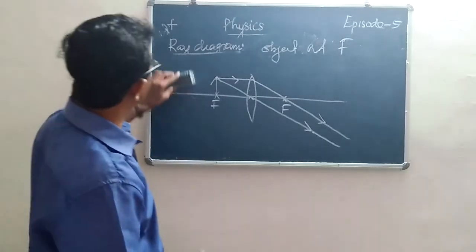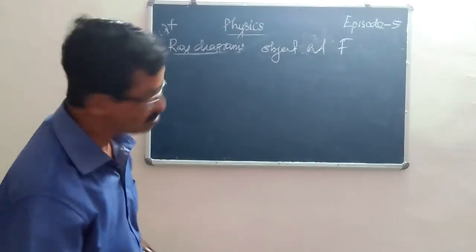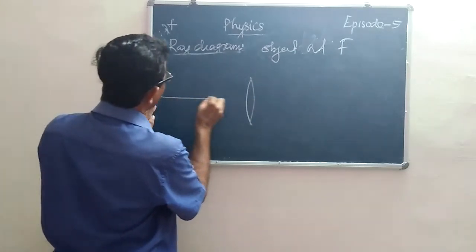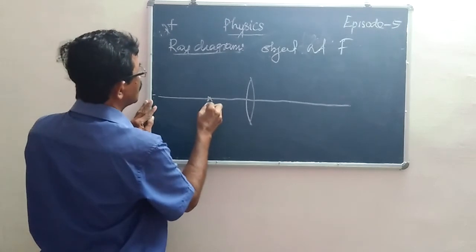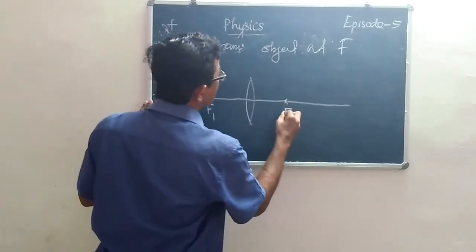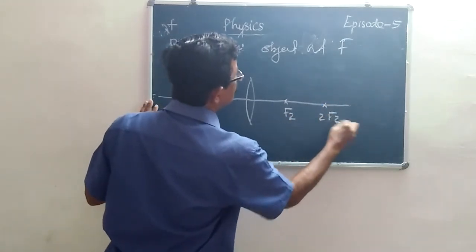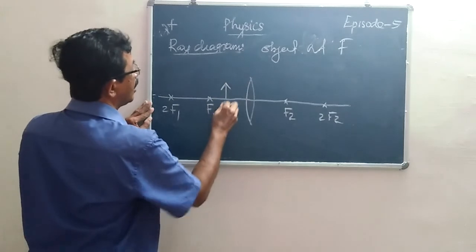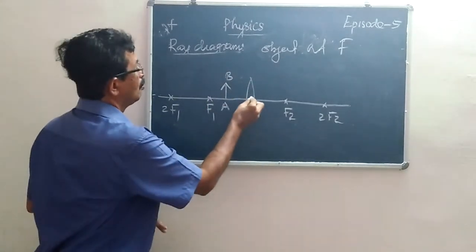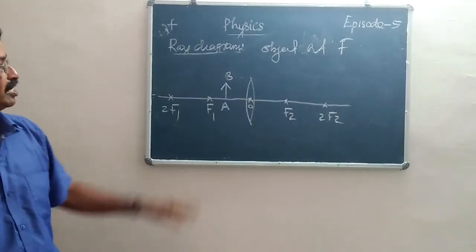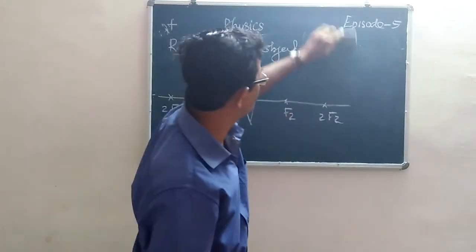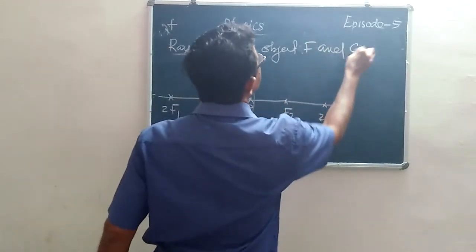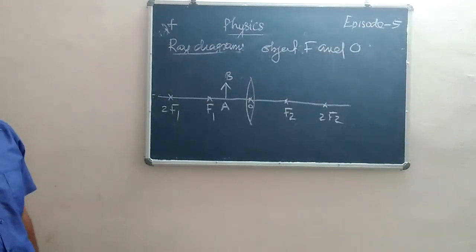Now, we are going to place the object. Now see, one more thing. This is a convex lens. This is the focus F1. Here, it is F2. Here, 2F2. Here, 2F1. This is an object AB. This is O. Now, where is the object? See, position of the object where? In between F and optic center. The object is in between F and optic center.